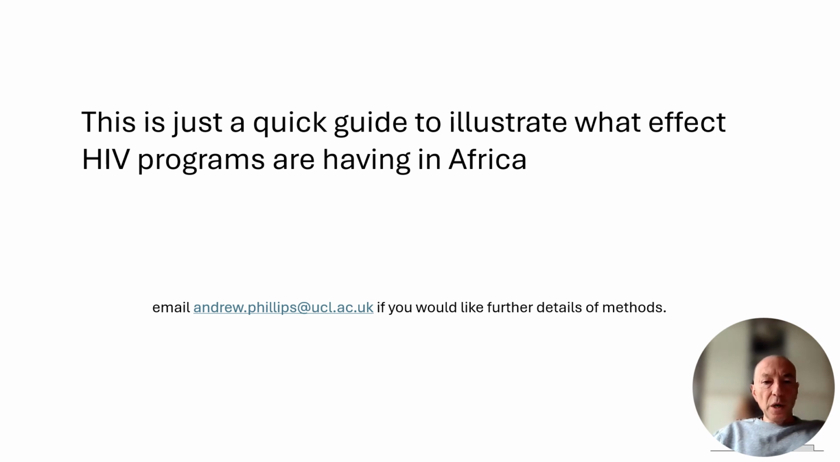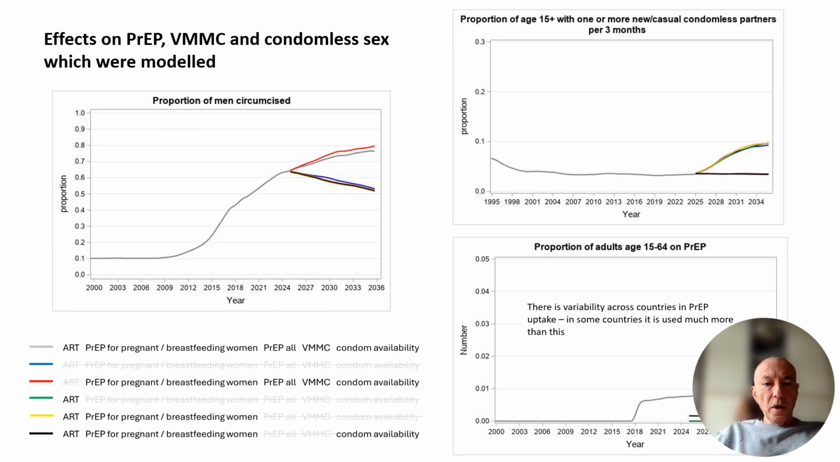So this was just a quick guide to illustrate what effect HIV programs are having in Africa. And this final additional slide just shows the effects on PrEP, VMMC, and levels of condom use and sex that were modeled for each of these scenarios.